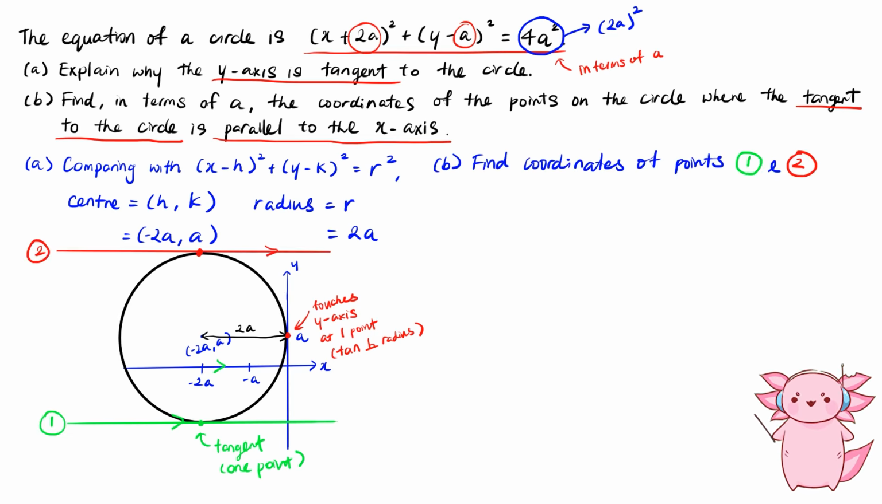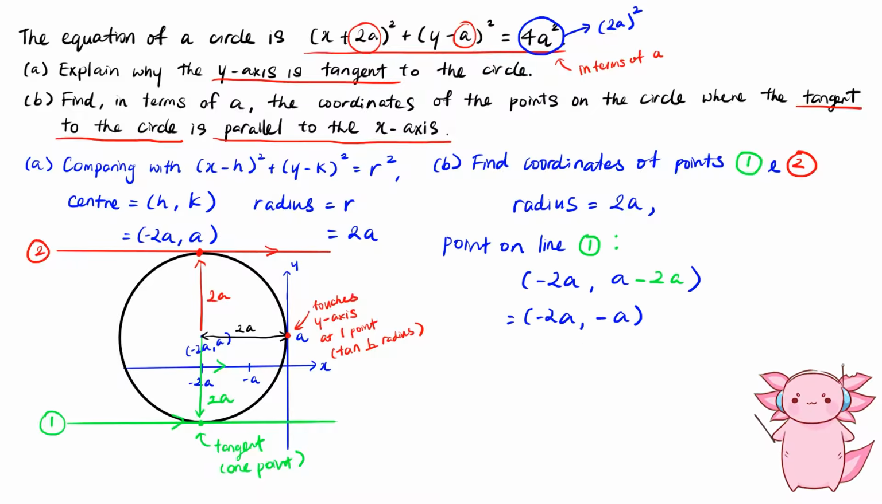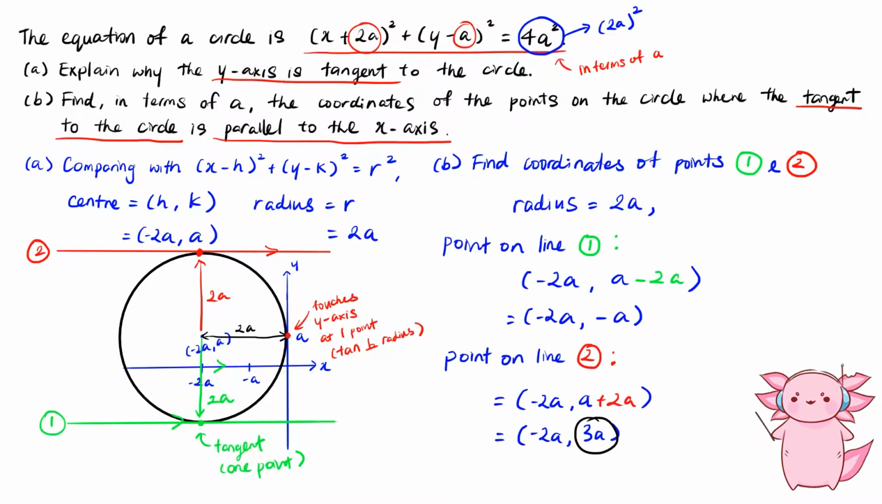Now we want to find the coordinates of these 2 points over here, and since the radius is 2a, we can just shift the y-coordinate up and down by 2a, and we can get the y-coordinates of 3a and -a, and then we have these 2 points over here.